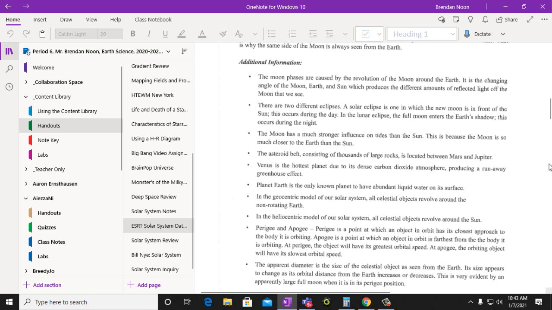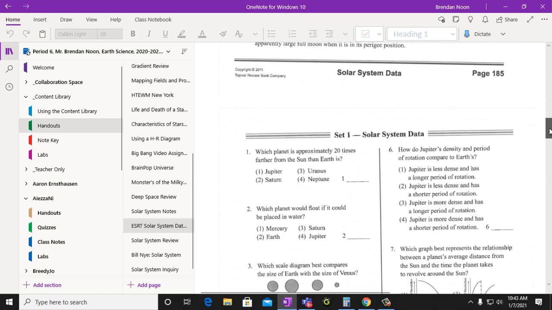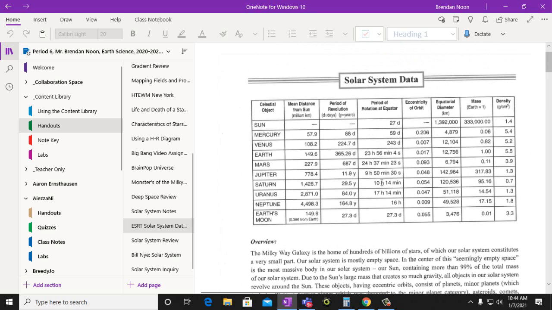These are all things that are important for you to learn when answering the Regents questions, New York State Regents questions. So let's go ahead with this first one. Which planet is approximately 20 times farther from the sun than Earth is? All right, so let's go up here and let's take a look. Here is the Earth.